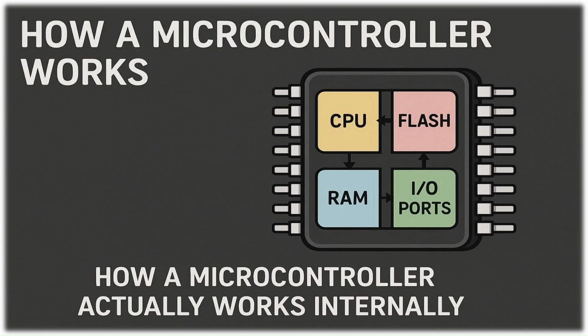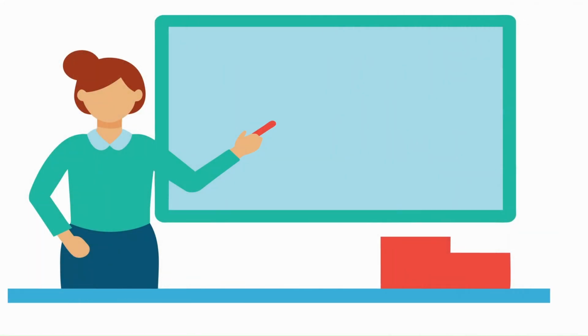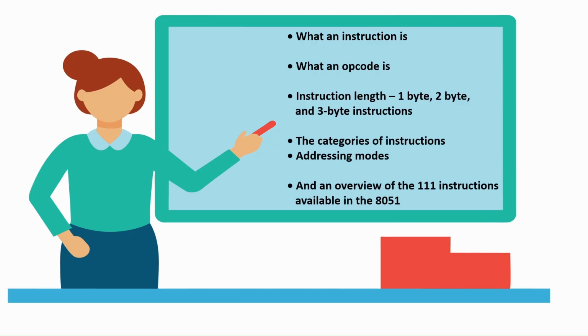Today we are going to learn a very important topic in microcontrollers. Today's topic is Microcontroller Instruction Set, Full Theory, 8051. In this video we will cover what is an instruction, what is an opcode, instruction length: 1 byte, 2 byte, 3 byte, instruction categories, addressing modes, examples of instructions, and an overview of the 111 instructions. This video will be very useful for students studying embedded systems, computer engineering, or electronics.